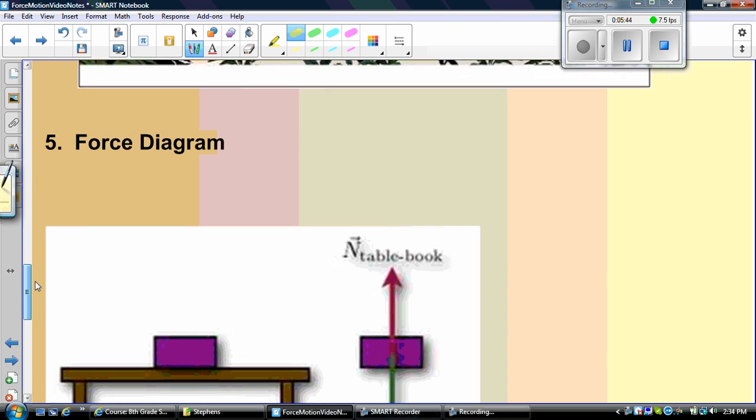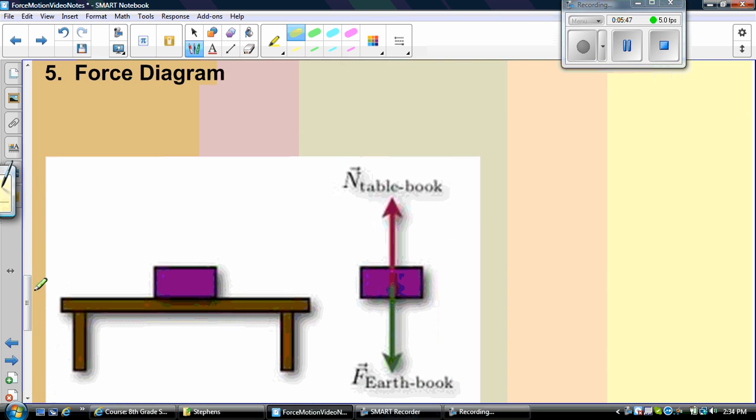Now, one of the ways that we can tell whether objects are moving or not is to do what's called a force diagram. A force diagram basically identifies any force that's acting on the object. So if we take a look at this purple block that's sitting on the table, well, the force of gravity is always pulling this block down. So that's what you see here, in green. We would label that G and say that's the force of gravity.